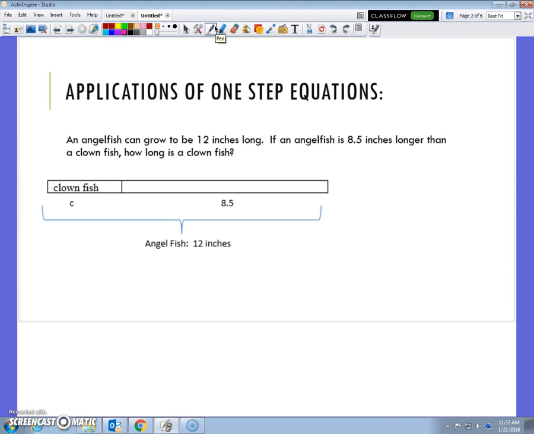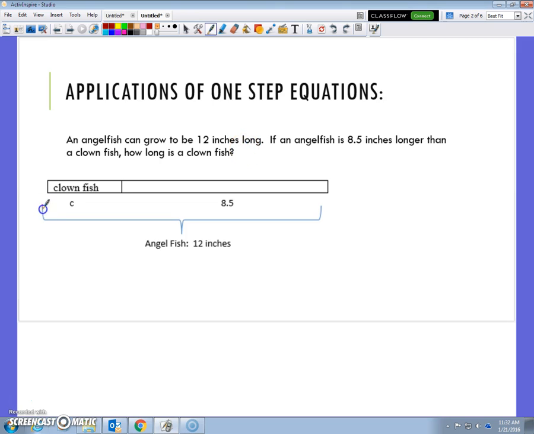Looks like what we're going to start with is this problem about an angelfish. Angelfish grow to be 12 inches long. If an angelfish is 8.5 inches longer than a clownfish, how long is a clownfish? So sometimes it helps us to draw pictures. I'm not very good at handwriting, so I already drew the picture on here for us.